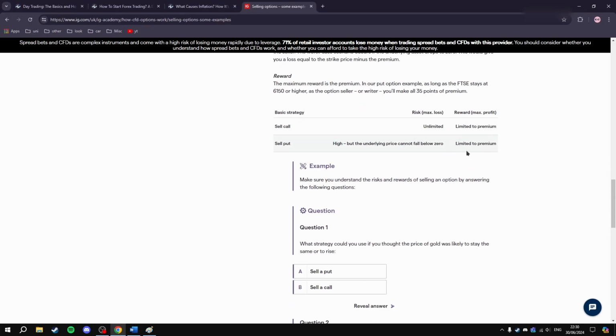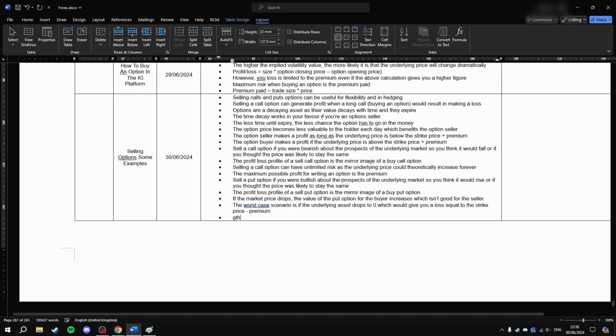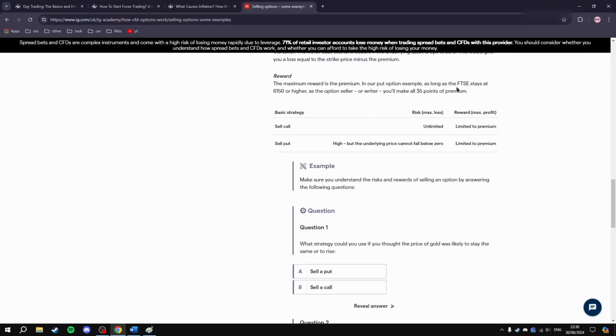Reward. The maximum reward is the premium, so yep. The maximum possible profit for writing a put option is the premium. Writing a call option is the premium. Yep. In our example, as long as the FTSE stays at 6150 or higher, as the option seller or writer, you'll make all 35 points of premium.